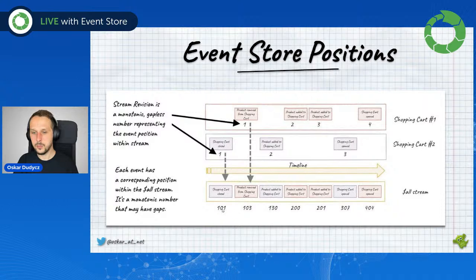So it also has its own position. It's also monotonic, but it might contain gaps. Stream position is gapless. So if you are familiar with Kafka, then this position is similar to the partition offset. You can use it to know what was the last event you saw and what was the last event you processed and applied on your projection.